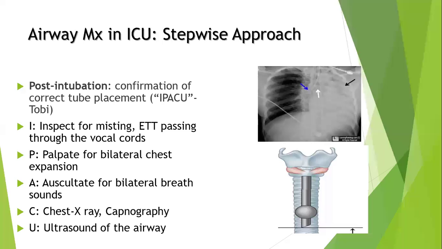Chest X-ray. This is mandatory. Post intubation, obtain a chest X-ray. The advantages are many. You can see the tip of your endotracheal tube above the carina. You can also use it to check for correct placement of your central line and even lung pathology. So immediately after intubating, obtain a chest X-ray.